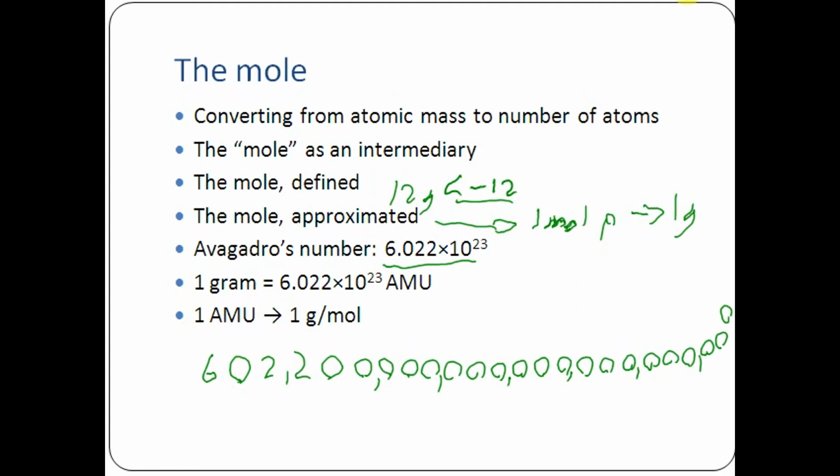Based on what we said, if 1 mole of protons is roughly 1 gram, then we can say that 1 gram has to be equal to 1 mole of AMUs, 6.022 times 10 to the 23rd atomic mass units. Because how much does 1 proton weigh? 1 proton weighs 1 AMU. A mole of protons is 1 gram. So 6.022 times 10 to the 23rd AMUs is also 1 gram.